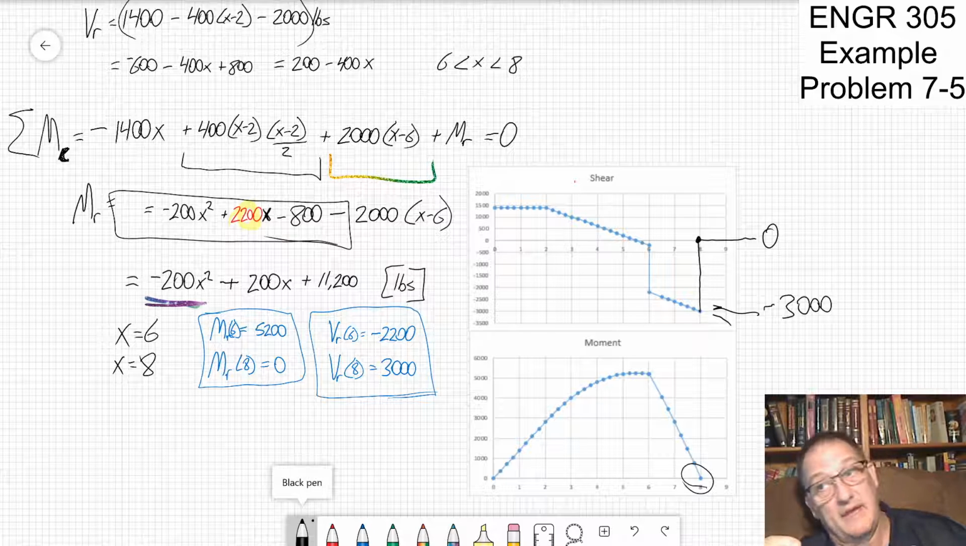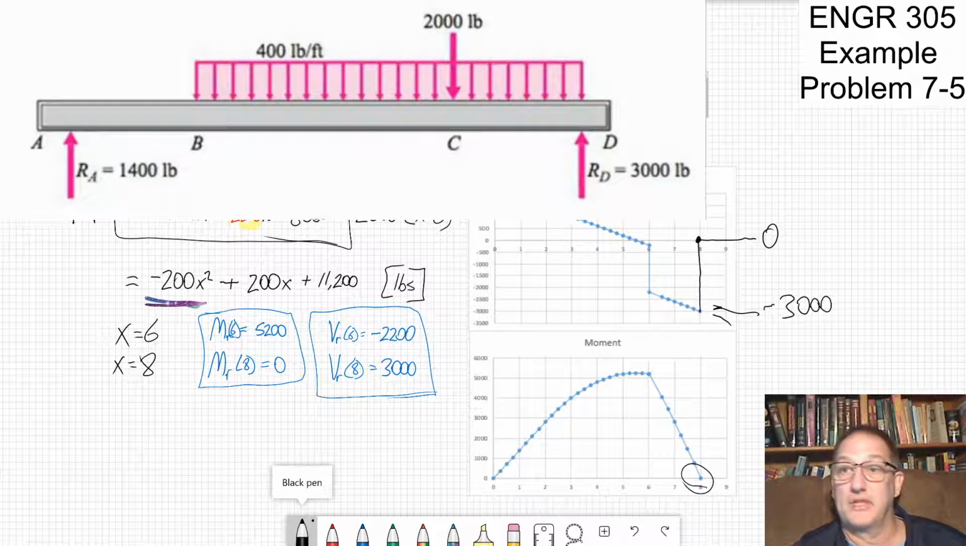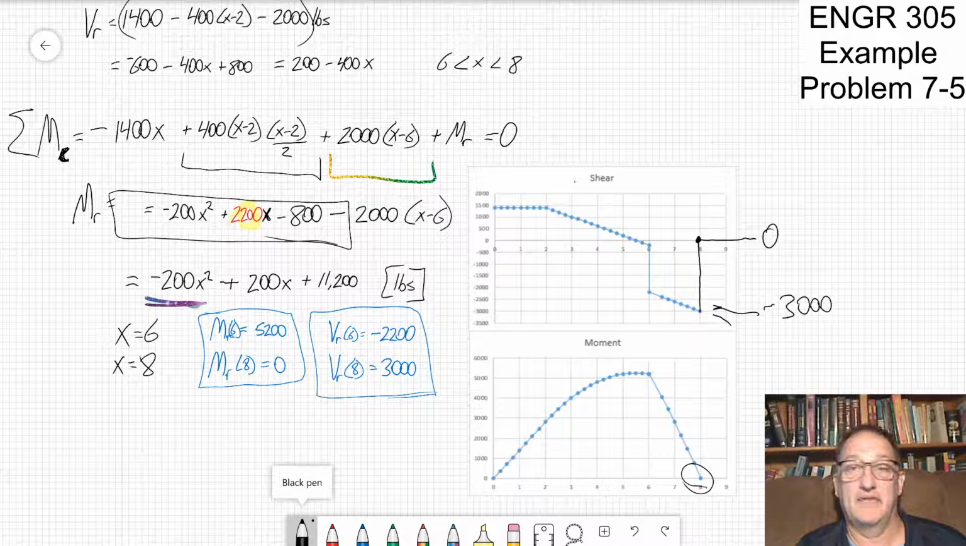If I approach it from the left, I'm at minus 3,000. If I approach it from the right, because of the point load, which shows up in the free body diagram, I get back to 0. So there you go. Good answers. And there is example problem 7.5 with some mistakes for us, some sign errors going on and some other stuff that we caught along the way. Long example problem. Sorry about that.